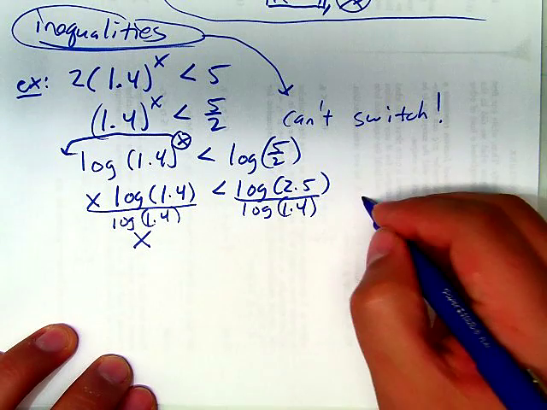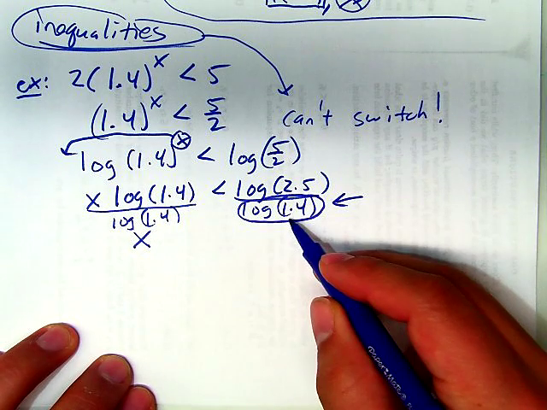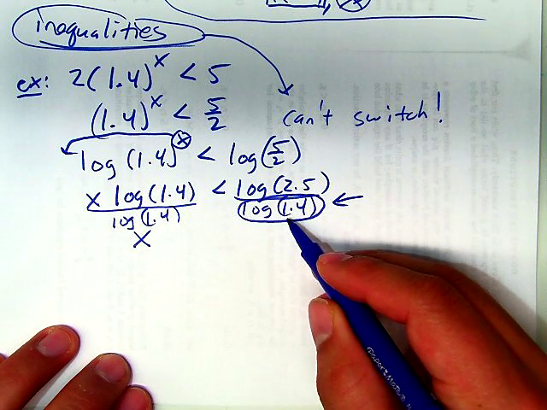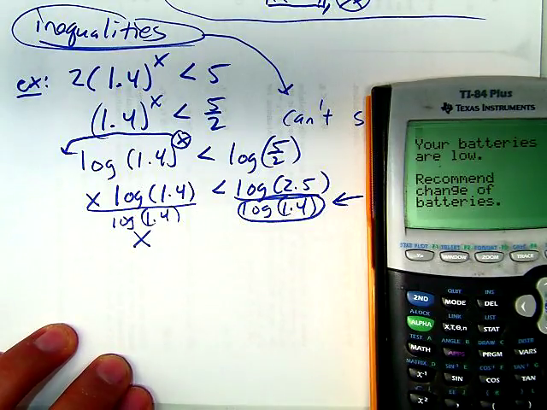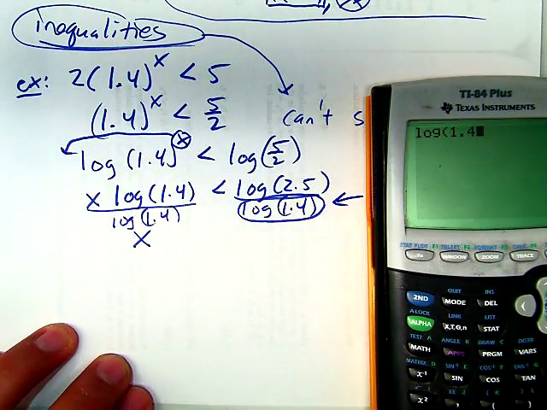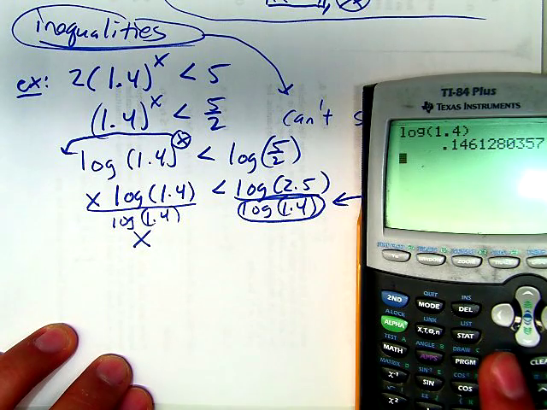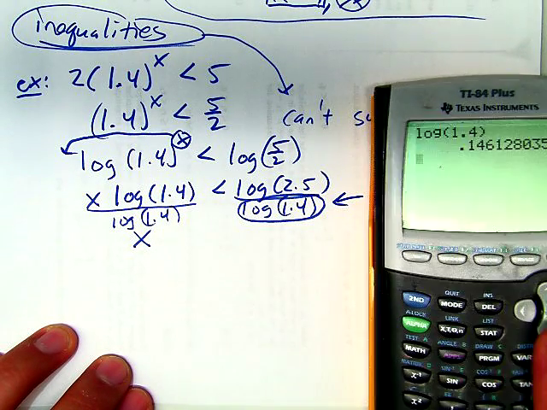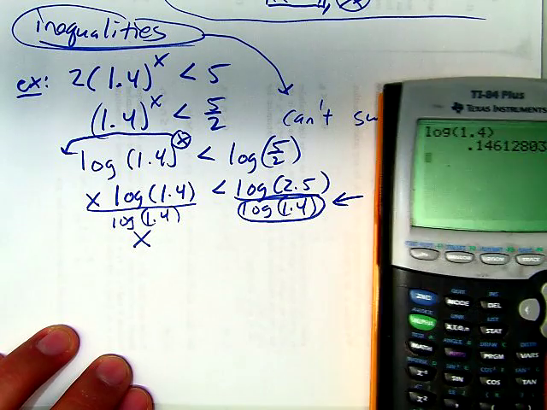Okay. Now, I don't know about you guys, but I have no idea what this number is. Log of 1.4. Let's type it in the calculator just to see what it looks like. Log of 1.4 is 0.146. Okay. Now the reason I'm having you check that out, okay?